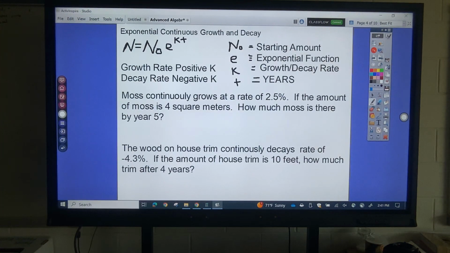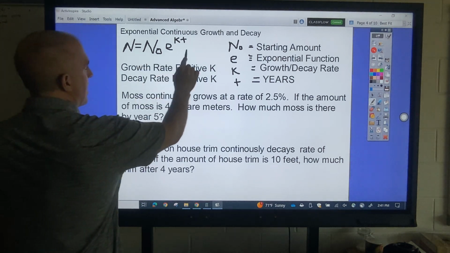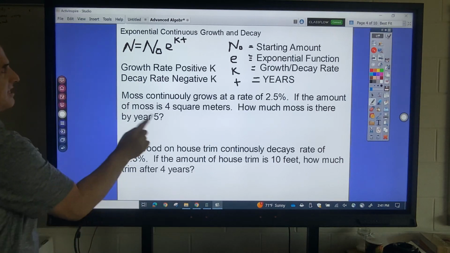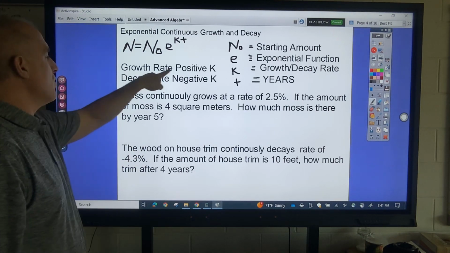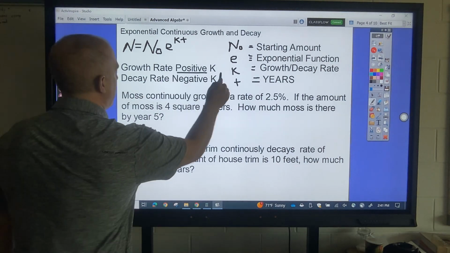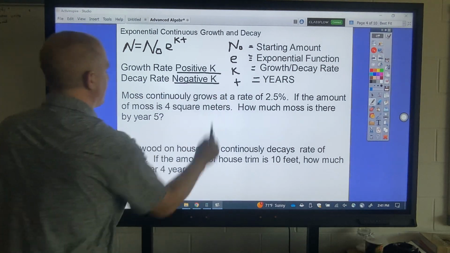All right, growth and decay. It looks like a very similar formula to the exponential growth. The big thing is N0 is the number you're starting with, E is exponential, K is the growth and decay rate, T is years. Now, if your growth rate is positive, you'll have a positive K. If you have a decay rate, you'll have a negative K.